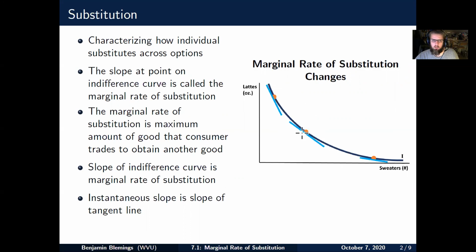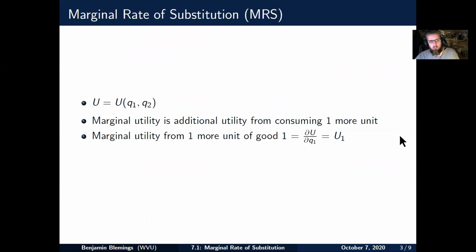And so I want to take a second to formally define this for you and do an example. So you know your utility is a function of good 1 and good 2. And importantly, the marginal utility is the additional utility from consuming 1 more unit. So the marginal utility from 1 more unit of good 1 is a change in utility given a change in good 1, which equals the marginal utility of good 1.